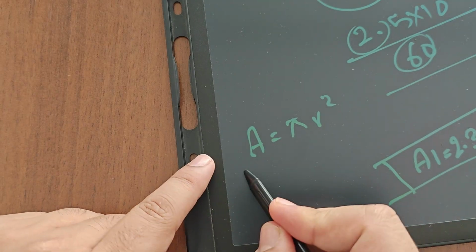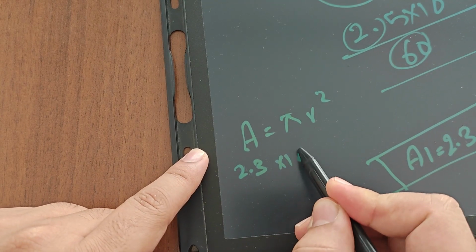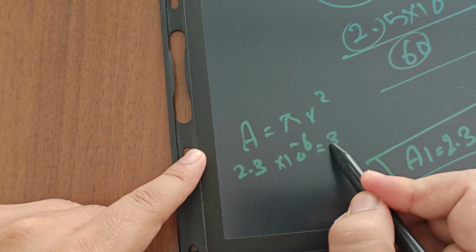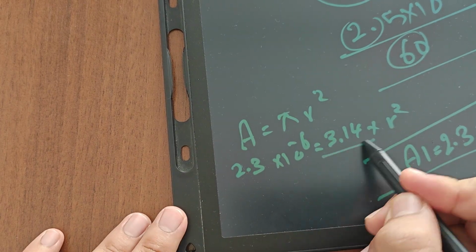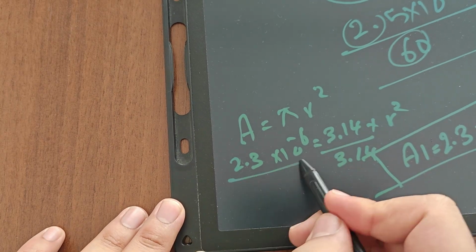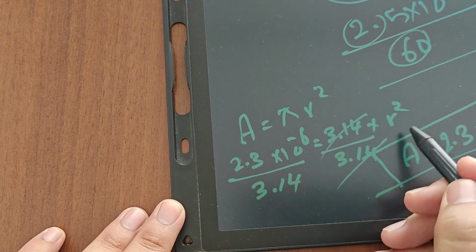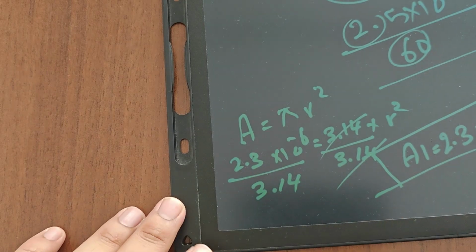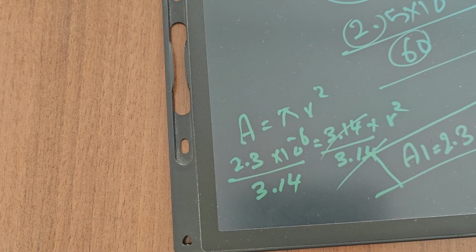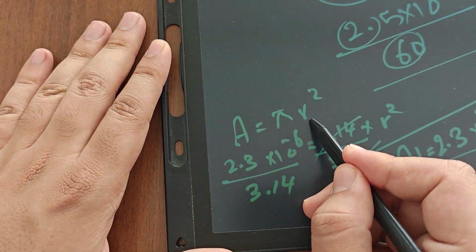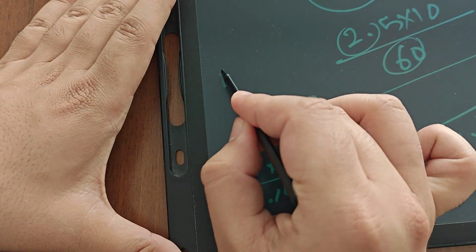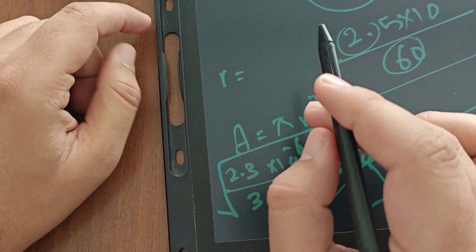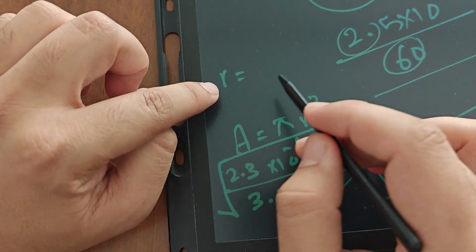We found the area, which is equal to 2.3 times 10 power negative 6, and we have the pi value 3.14 times r squared. To find the value of r, divide both sides by 3.14. The 3.14 is going to be cancelled. Divide this number, and then because here we have r squared, take the square root, and the last answer r is the radius. Actually, don't make this mistake. R is radius, not diameter.